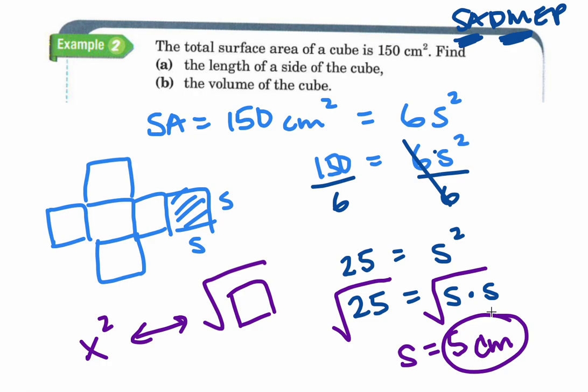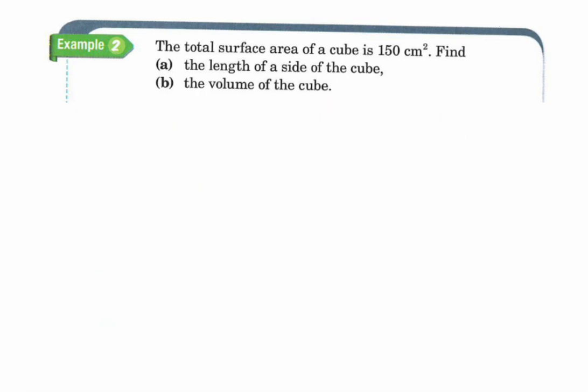Why is it just regular centimeters? Because each side only has one dimension. It just has a length. So that unit is just going to be centimeters to the power of 1. So that later on, centimeters times centimeters would give you the centimeters squared. Okay, so the answer is 5 centimeters.